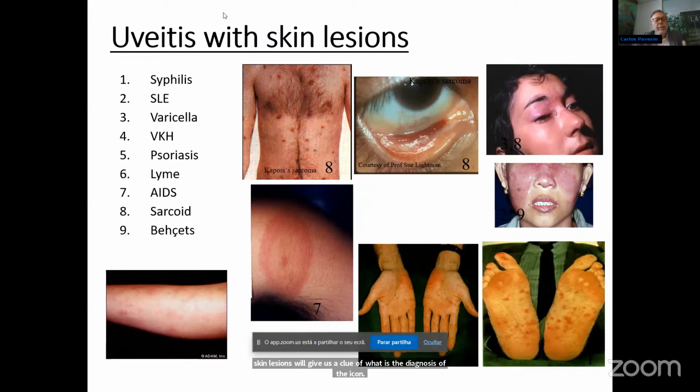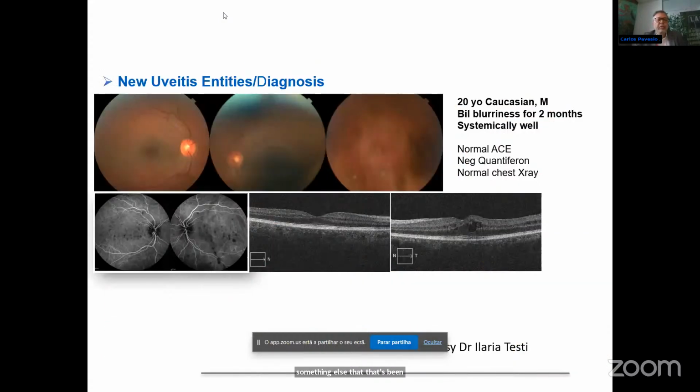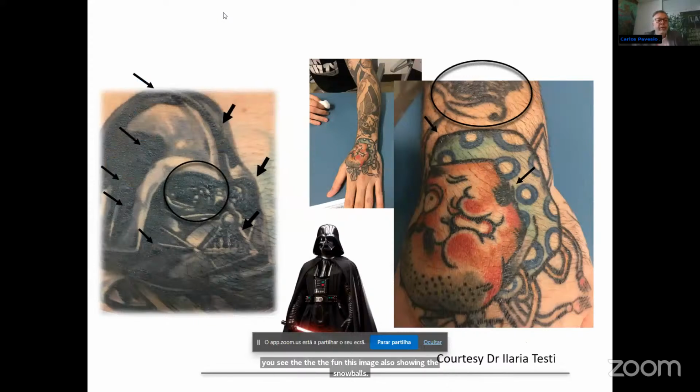But I want to add something else that we saw more recently. When patients present with inflammation in the eye, we can see here this individual with choroidal lesions and macular edema, and this patient had features suggestive of sarcoidosis, and you see the fundus image also showing the snowballs. Well, the uveitis was triggered in this case by a tattoo. So the pigment of the tattoo was generating the reaction.